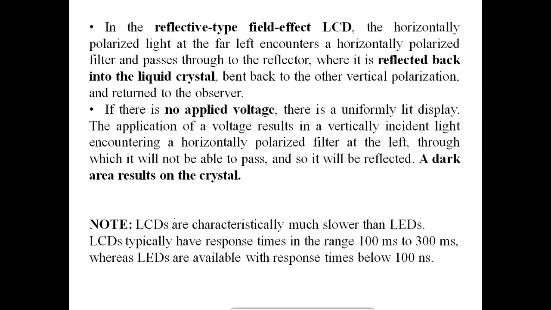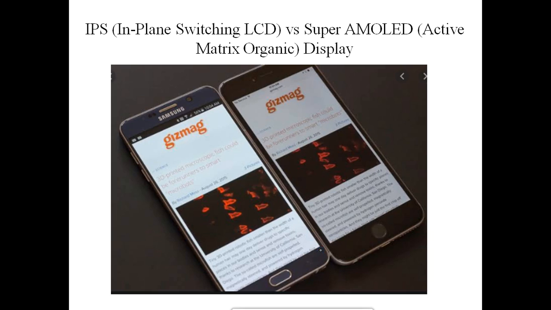What about the other points? LCDs are characteristically much slower when compared to LEDs, because they are of organic material. LCDs typically have response times in the range of 100 milliseconds to 300 milliseconds, whereas LEDs are much faster. Their response times are below 100 nanoseconds. So if you want them for switching applications, then LEDs are much faster when compared to LCDs.